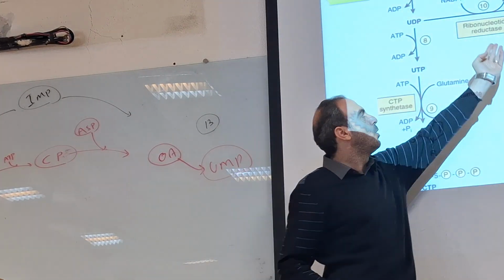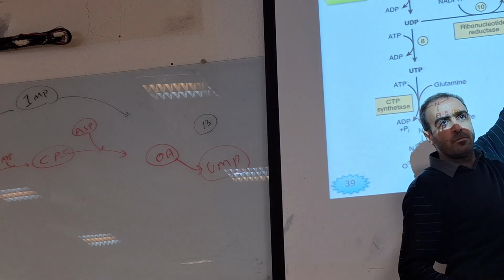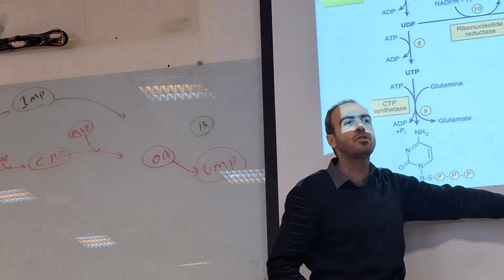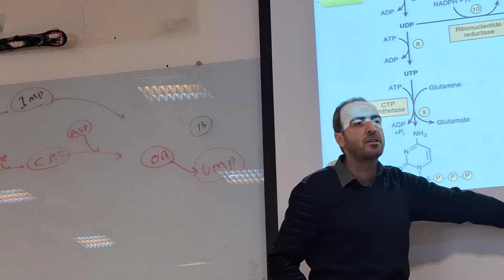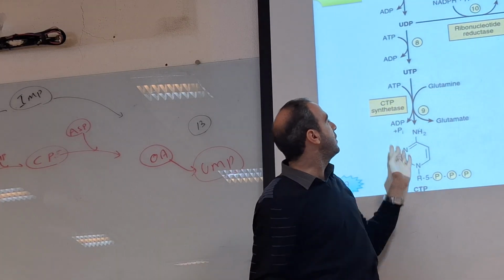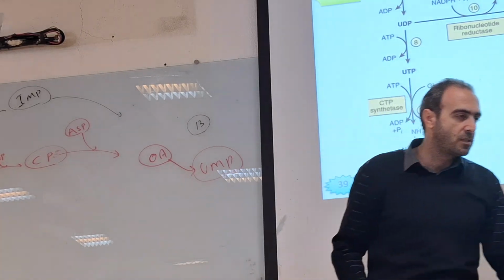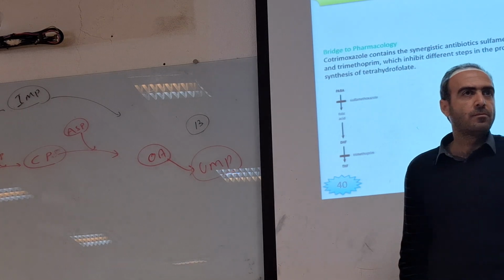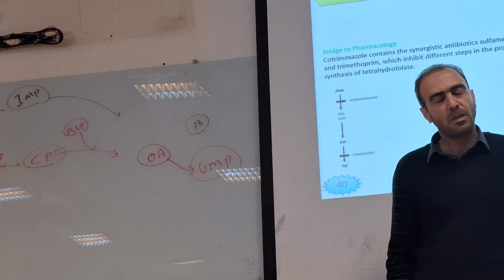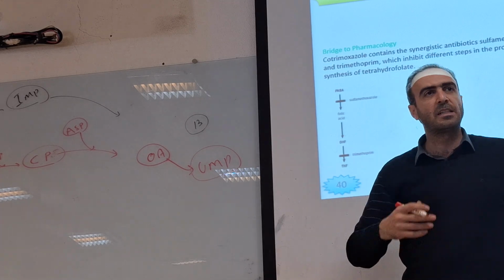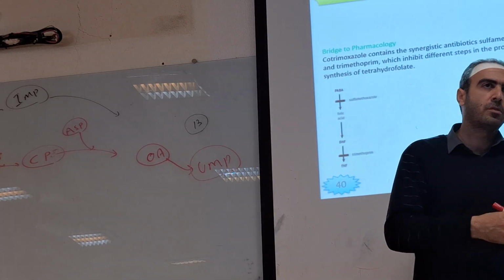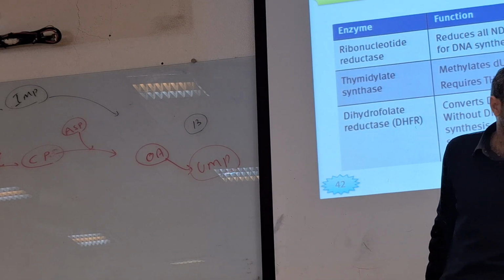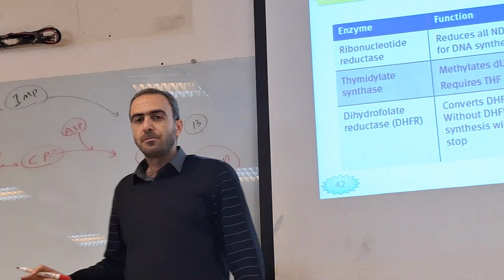For thymine, we convert it to deoxy-UDP, dUDP, and then to thymine, because we need thymine just for DNA, so we need a deoxy form. And by using CTP synthetase, we convert it to CTP. So we need to have UMP first. From the UMP, we can synthesize TMP or CMP or CTP. So they are related to regulation.